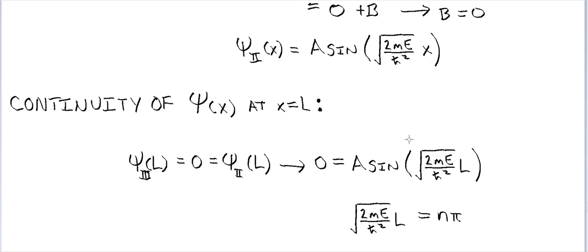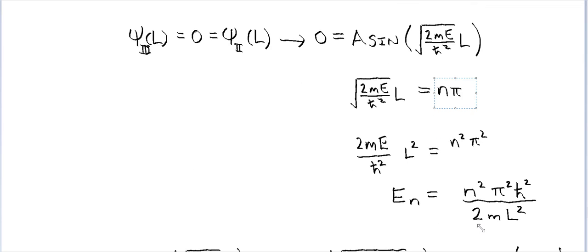The other way of making this go to 0 is insisting that the sine of the stuff in parentheses is 0. Well, that will be 0 anytime this stuff in parentheses is equal to n times pi, right? Remember, n is an integer, and sine goes to 0 for any of those. And so we could say that this stuff, radical 2mE over h bar squared times L, is equal to n times pi, where n is some integer.